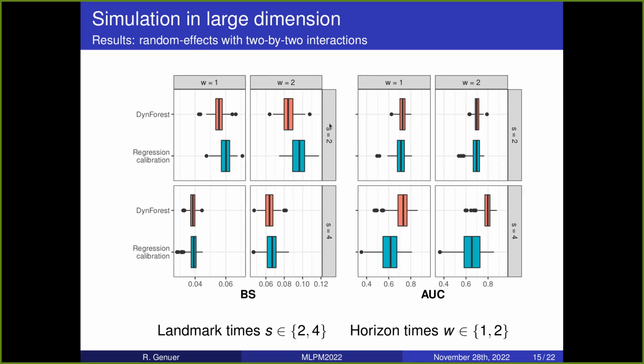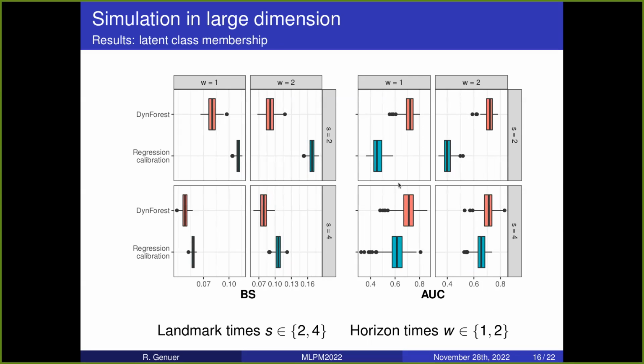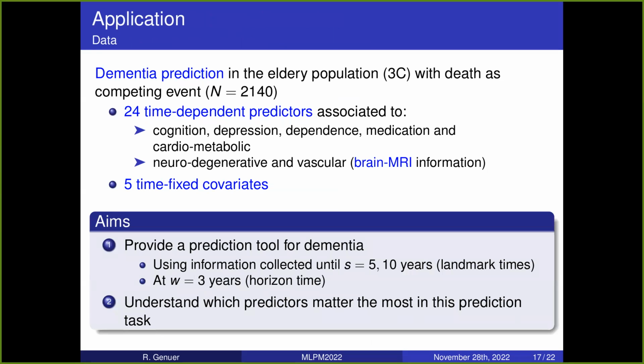And so here, again, with the interaction scenario, we have some gain in terms of Brier score and AUC, and even more in the latent class membership case, where the regression calibration model gives really poor performance, more precisely for AUC. So just let me finish. Maybe I'll be quite quick here to finish in time.